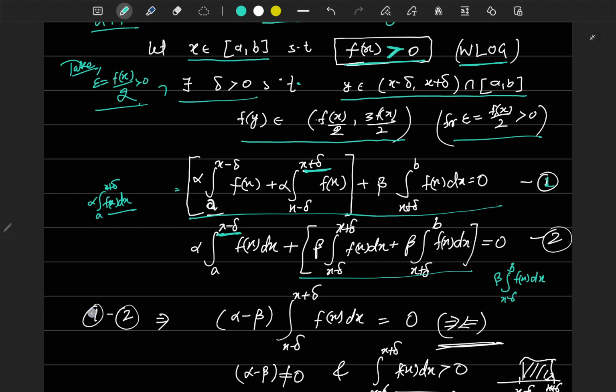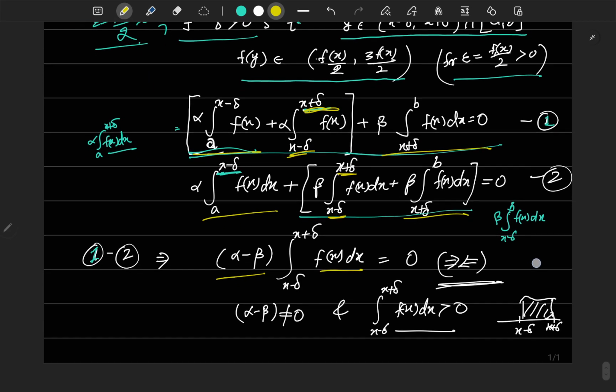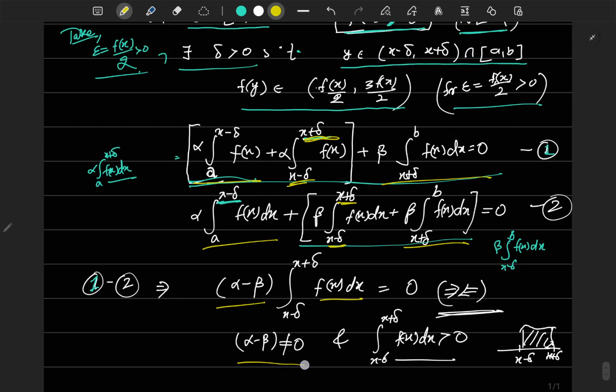If we subtract the second equation from the first, you see this part cancelled with this part cancelled with this. Now in the middle we have alpha minus beta times the integral from x minus delta to x plus delta of f(x) dx. Now this is a contradiction. You see why? Because alpha minus beta is non-zero. We have taken this. Now f is strictly positive in this neighborhood, x minus delta to x plus delta.